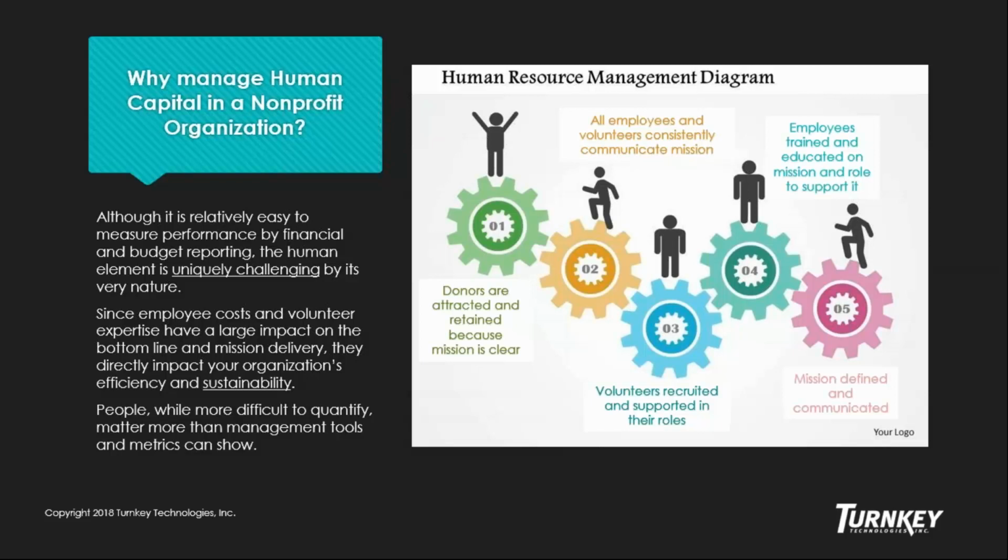So then the third step, volunteers recruited and supported in their role. Just like an employee, volunteers should also be educated into the role and mission of the organization so they communicate the same thing. And then when all employees and volunteers consistently communicate that mission, what happens? Donors are attracted and retained because the mission is clear. Everyone repeats that mission all the way from the top to the very bottom of the organization. So although it is relatively easy to measure performance by financial and budgeting reporting, the human element is so uniquely challenging by its very nature.